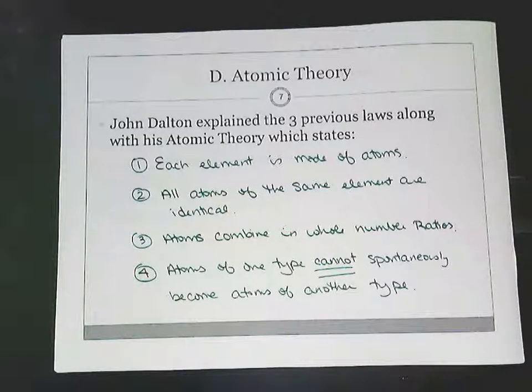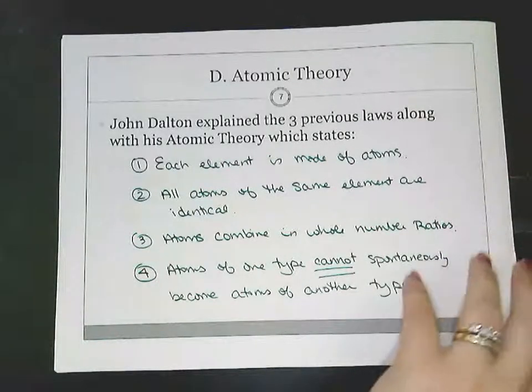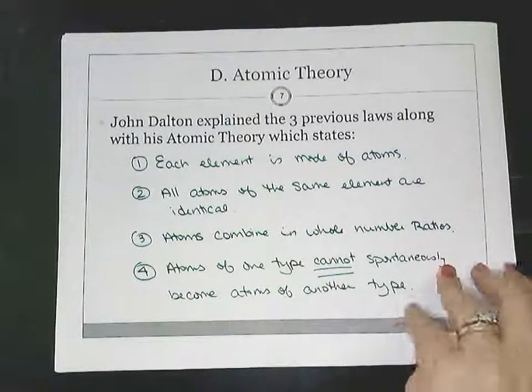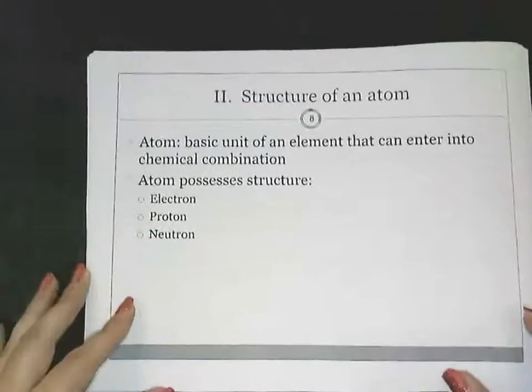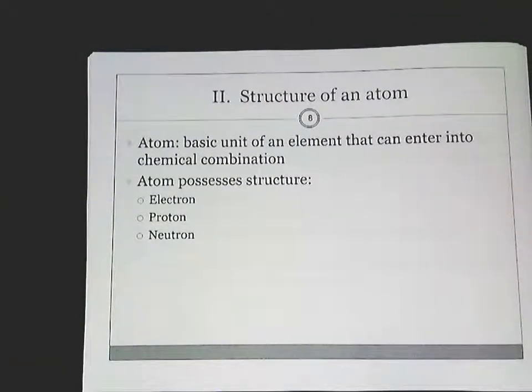All right, in that case, now that we have discovered atomic theory in John Dalton's four-part atomic theory, we can talk about what is an atom. The atom is the basic unit of an element that can enter into a chemical combination to make a new compound. Atoms contain three main parts: an electron, a proton, and a neutron.